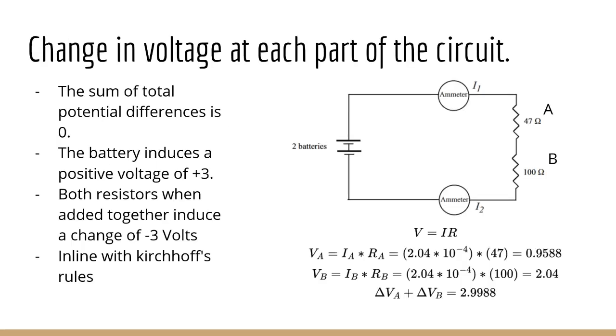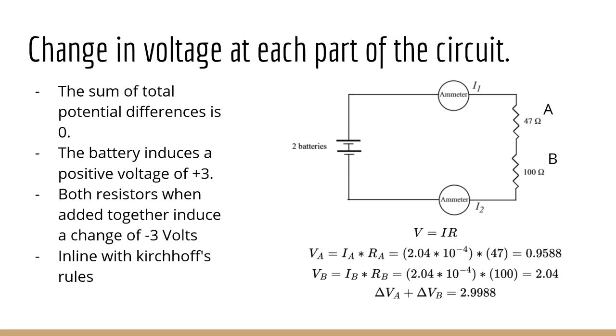So calculating the change in voltage at each part of the circuit is relatively easy for a simple circuit in which everything is in series. The battery induces a positive voltage of plus 3 volts, and both resistors, when added together, should induce a change of negative 3 volts if Kirchhoff's rules hold. And we can calculate this pretty simply.